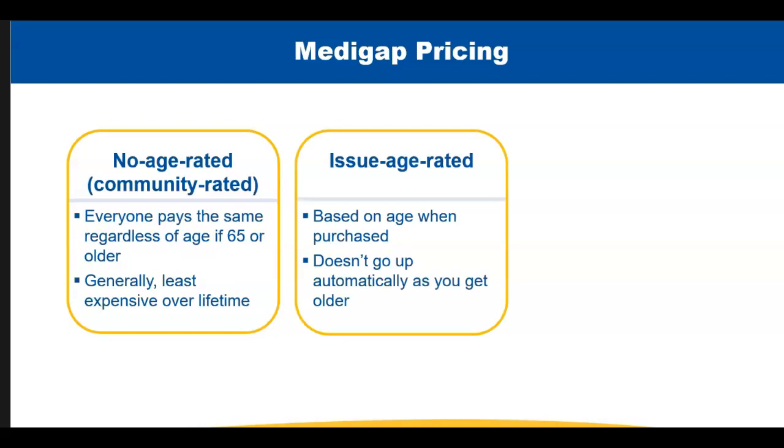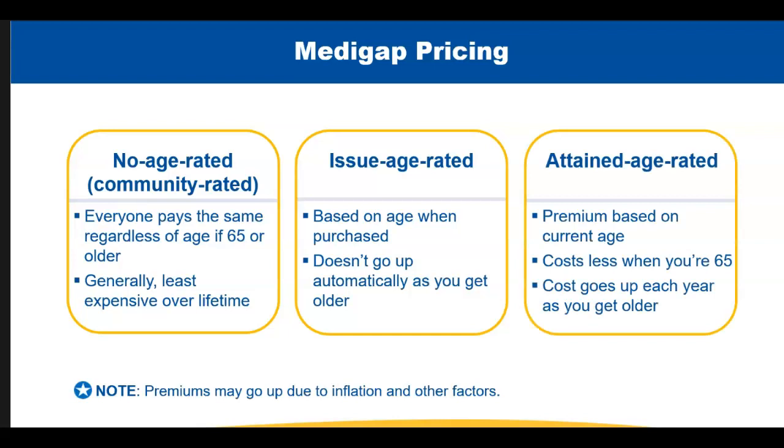The second way is called issue age-related. When it's actually issued to you, the age when you buy it is what the price you're going to be paying is related to. So if you buy at 65, it's going to be different than if you buy it at 75. Easy explanation. And it doesn't automatically go up. When you bought it at 65, that price is going to stay as long as you have it.